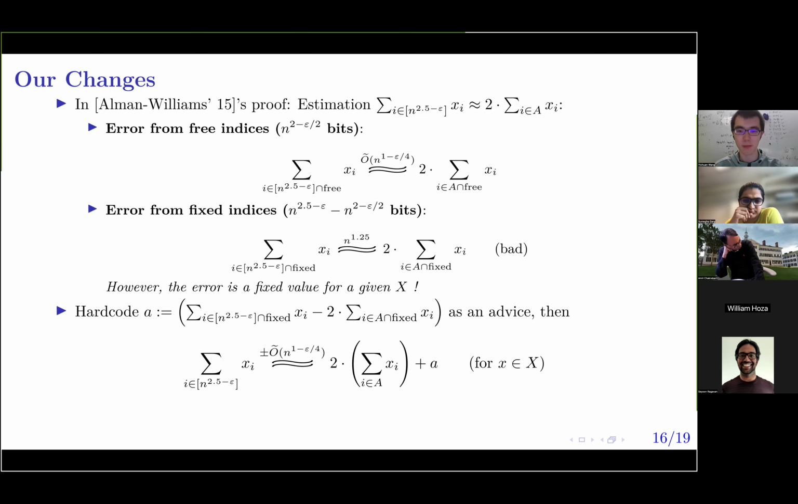So then we have handled this fixed error, and the only thing that remains is the error from the free indices. It can be plus or minus sublinear in n. So it can now be handled by an interpolation polynomial. Yeah, so the core trick is that we hardcode this fixed error and we just do this shifting manually, because it is some fixed value for a given subcube big X.